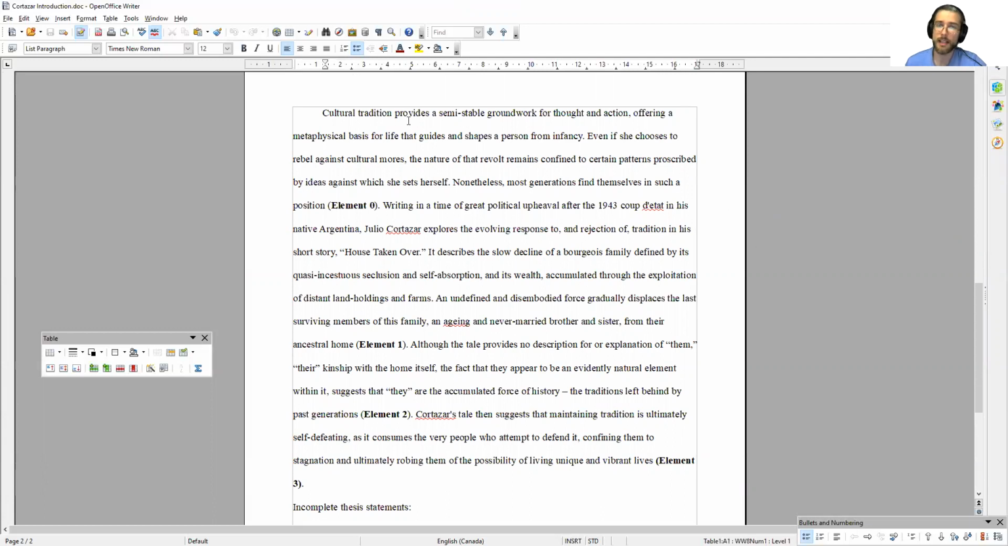Cultural tradition provides a semi-stable groundwork of thought and action, offering a metaphysical basis for life that guides and shapes a person from infancy. Even if she chooses to rebel against cultural mores, the nature of that revolt remains confined to certain predetermined or prescribed patterns that are prescribed by ideas against which she sets herself. Nonetheless, most generations find themselves in such a position.